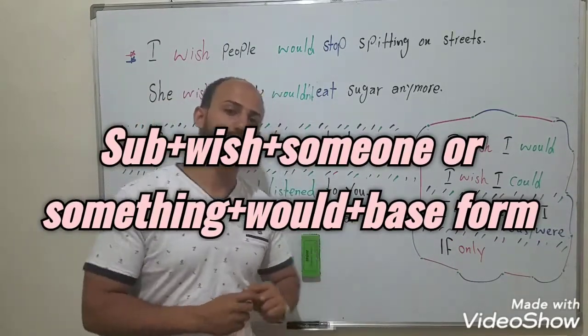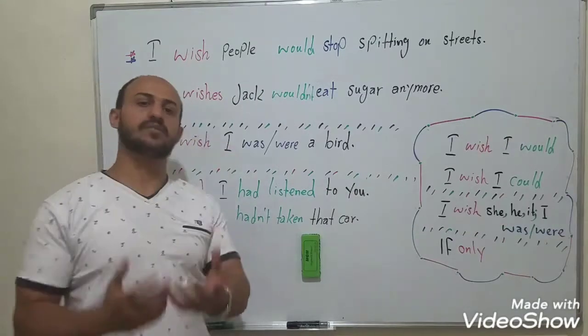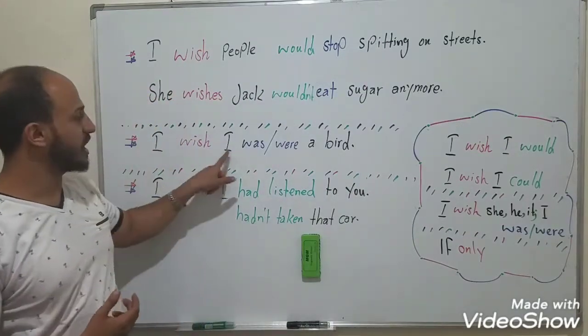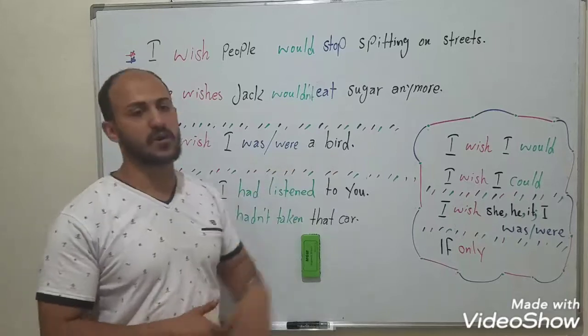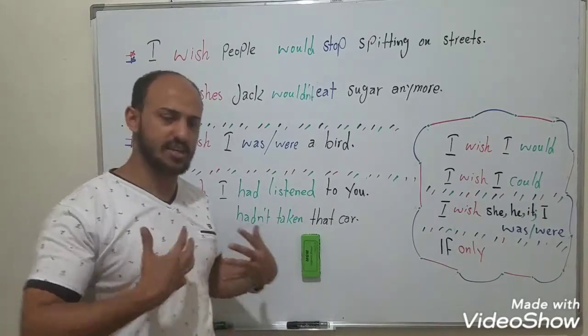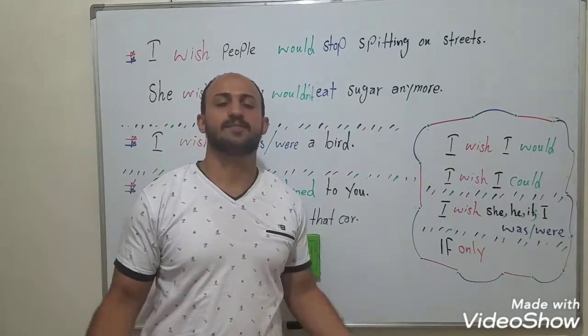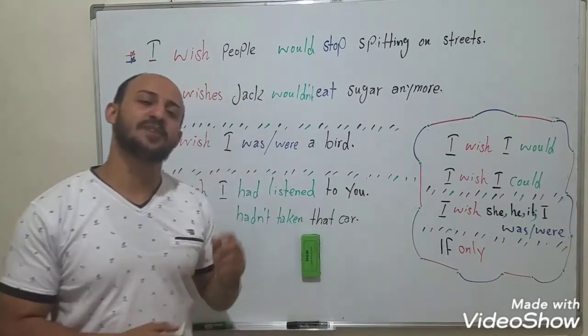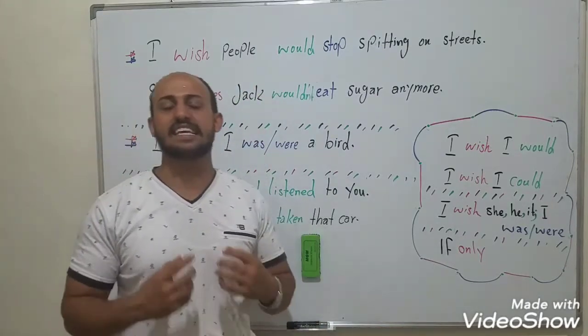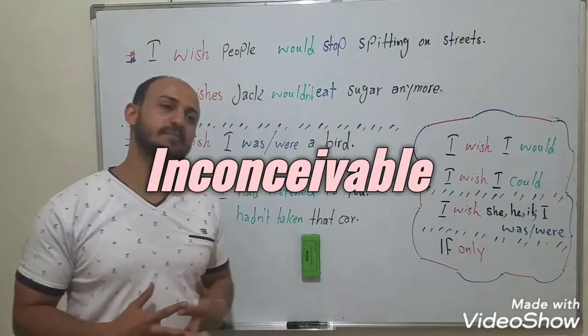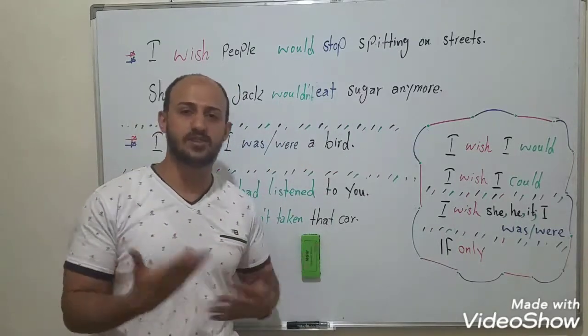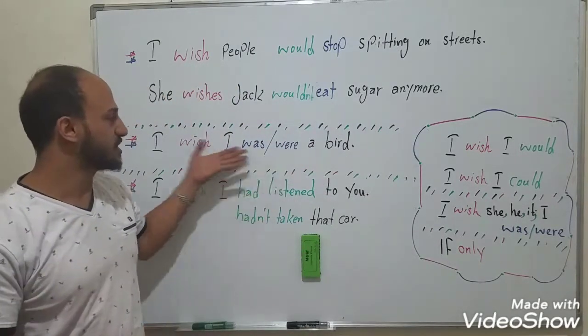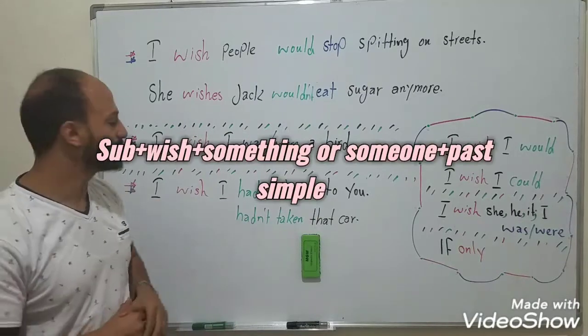Case number two. I'll give you this sentence and you tell me. I wish I was or were a bird. Can I practically change to be a bird? It cannot be, right? So case number two, when something is inconceivable, all right? Something basically is impossible to do. All right, so we use here this grammar.